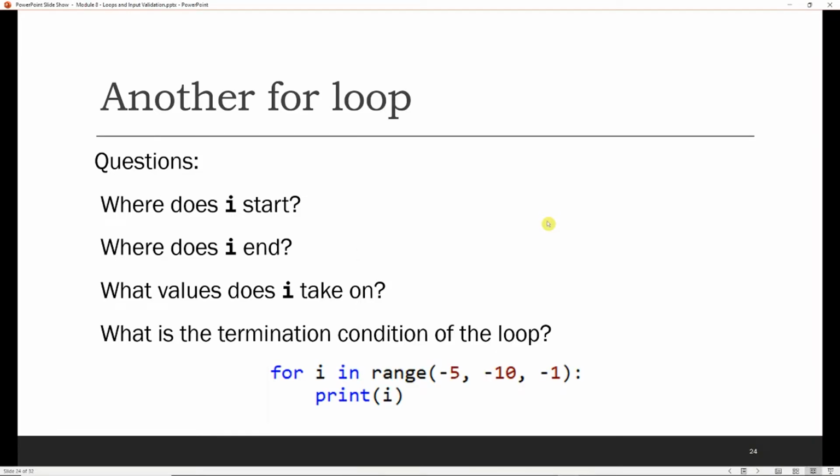In order to make this loop run, we need to add 1 more argument to our range function. So here we have the following. For I in range -5, -10, -1, we're going to print I. In this case, what we're telling it is instead of increasing I by 1 each time, we're going to decrease it by 1 each time.